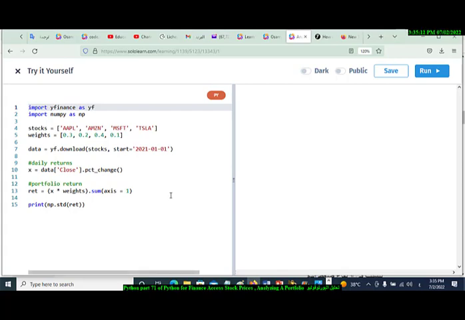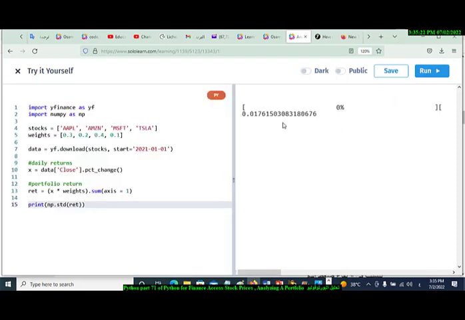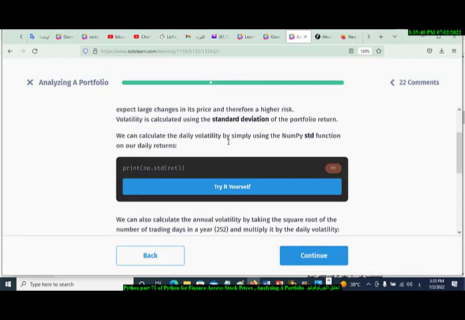Here to compute the portfolio return, the daily returns, and here the standard deviation of return, which is the volatility. When there is more volatility, there is more risk. This is slow or little volatility, so less risk. Let's continue. So this is the daily volatility.